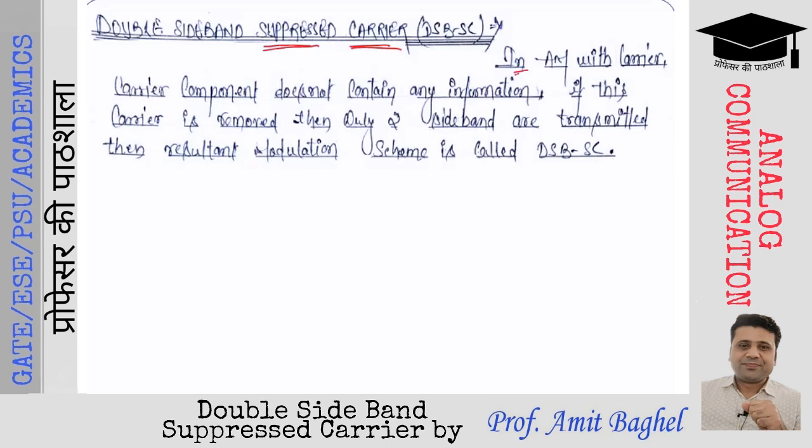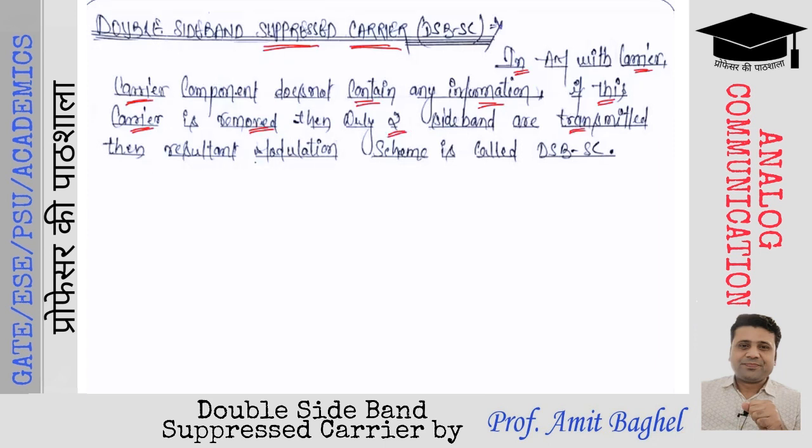In the AM with the carrier, standard AM signal में जब carrier साथ में भेजा जाता है, the carrier component does not contain any information. Carrier component does not have any information. And if this carrier is removed, then only the two sidebands are transmitted.